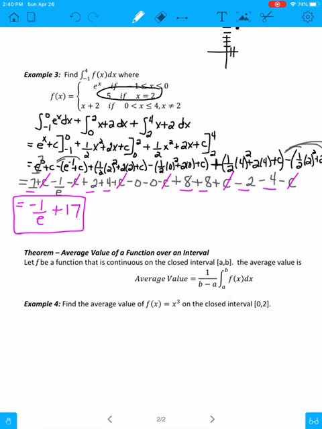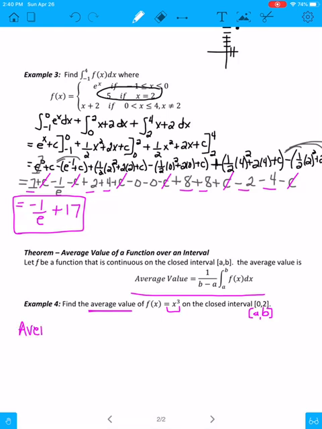The last thing we're going to go over is average value of a function over an interval. So let f be a function that is continuous on the closed interval from a to b. The average value is what? So we need to find the average value of f of x equals x cubed on the closed interval from 1 to 2. If you're ever asked for the average value, you're just going to use this formula. This is still your a, this is still your b, just like it was before, and this is your f of x, and we just fill it in.